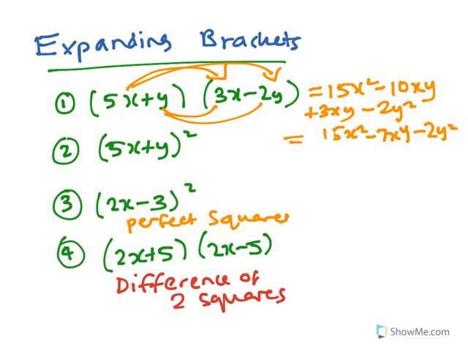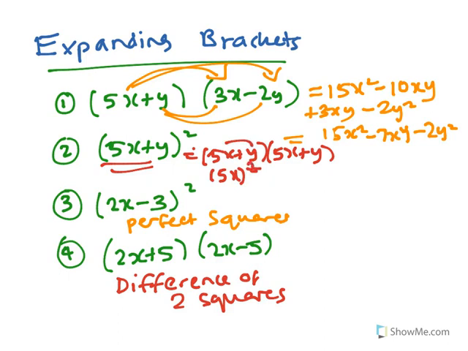Alright, so looking at the next one, you can write that and do it the long way. If you remember, you square the first, you get 25x squared. First times last times 2, so 5x times y times 2 will be 10xy, and then you square the last, which is y squared.